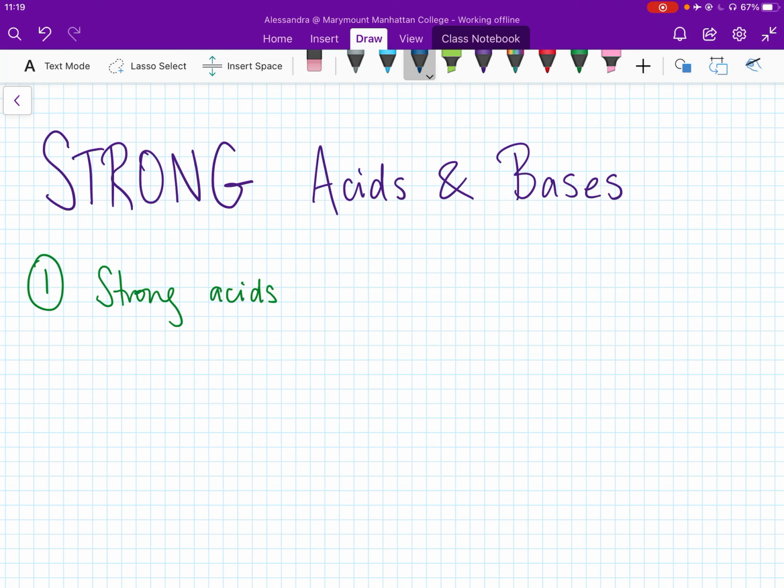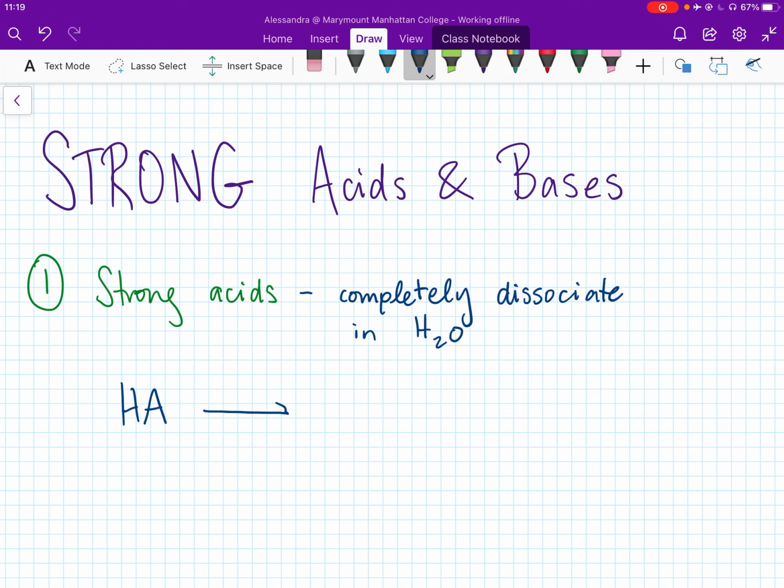By definition, a strong acid is a species that completely breaks apart in water. So strong acids completely dissociate into ions in water. So let me just give you the generic case, HA. HA is a fake generic acid. If I put HA into water, I'm going to put water over the arrow, it completely dissociates into protons and the anion. This would be the A minus anion.